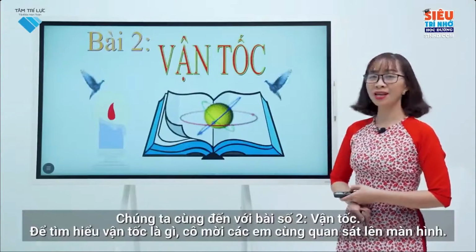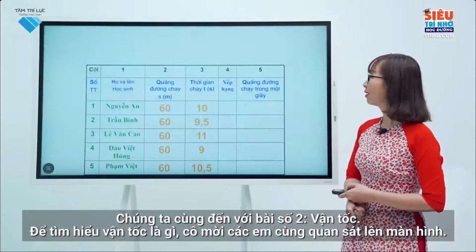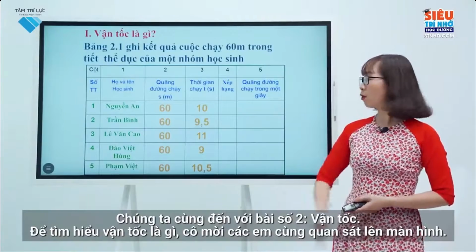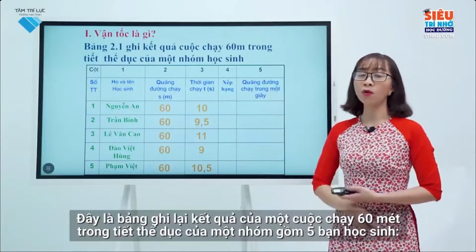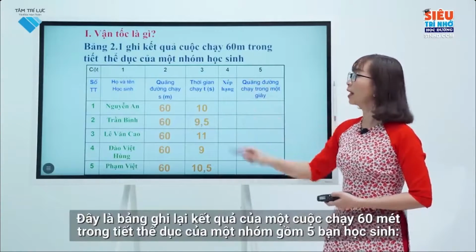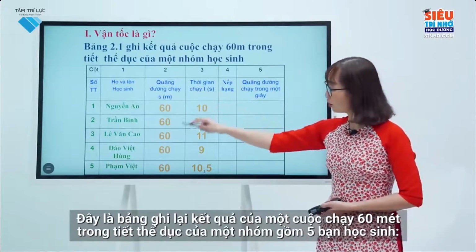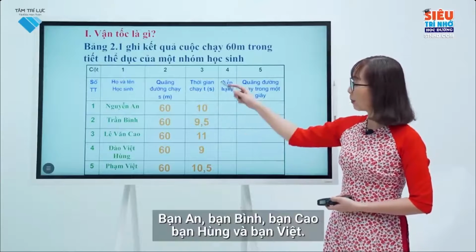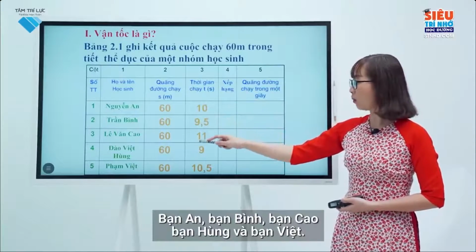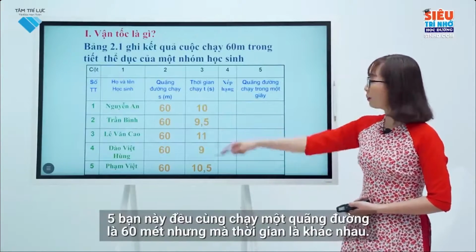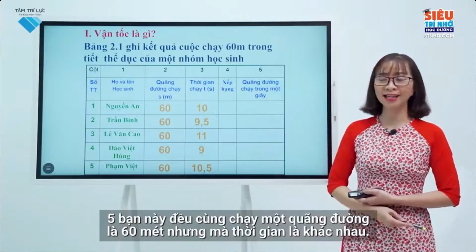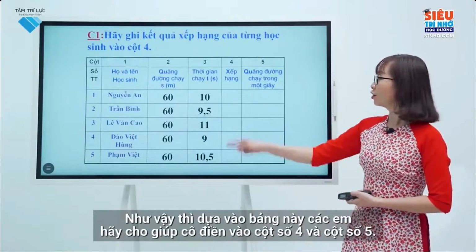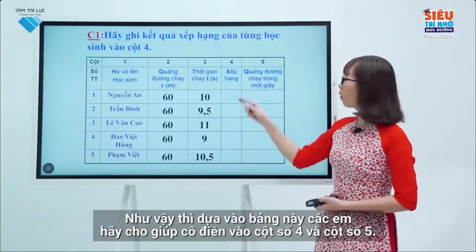Let's come to lesson 2, speed. To understand what speed is, please look at the screen. This is the table recording the results of a 60-meter run test in a physical education class of a group of 5 students: An, Bing, Cao, Hung, and Viet. All 5 of them run the same stretch of road, 60 meters, but the time is different. Based on this table, please fill in column 4 and column 5.